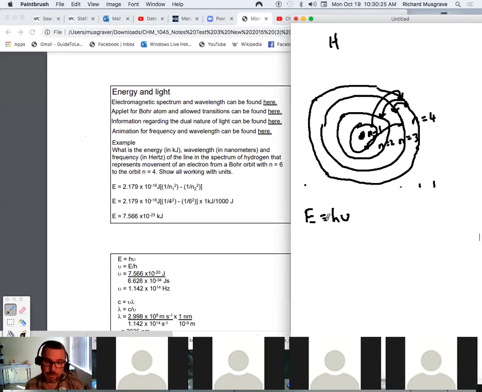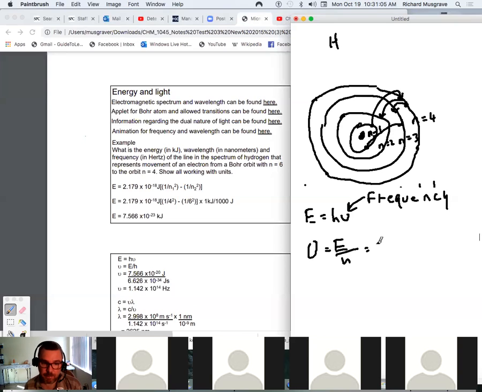E equals h nu. Now, nu here is the frequency. That's a Greek letter, nu. It looks like a V, as you can see there in the diagram. So nu is equal to E over h. Now, what's h? H is called Planck's constant. And Planck's constant is 6.626 times 10 to the negative 34 joule seconds. This allows us to interconvert between energy and frequency.